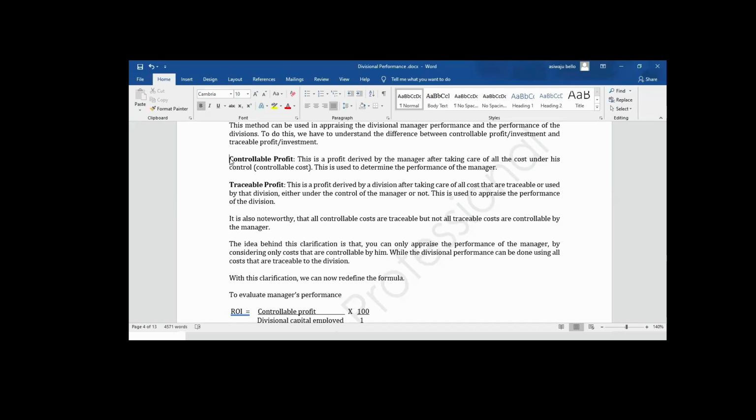If you are asked to evaluate the performance of a divisional manager using return on investment, you are going to determine controllable profit. You are going to determine divisional capital employed. These two variables will be used to calculate return on investment. Okay.